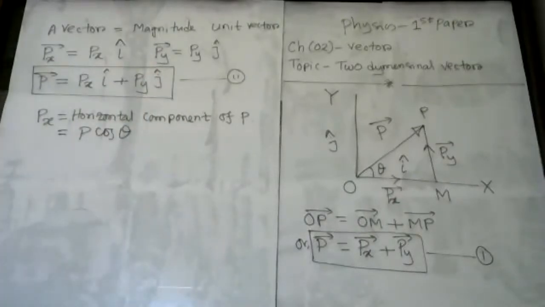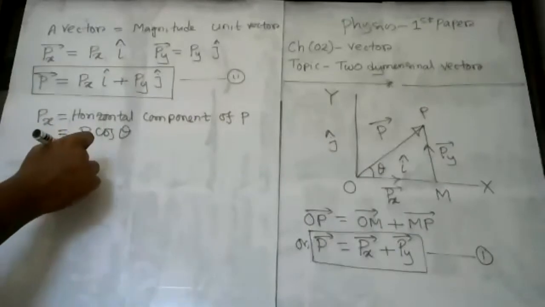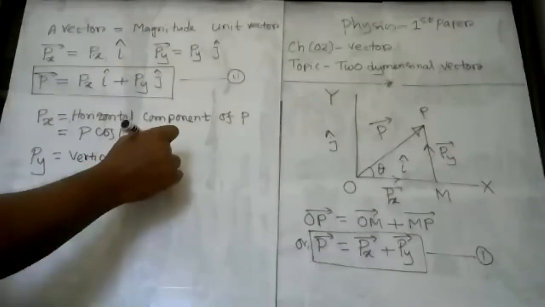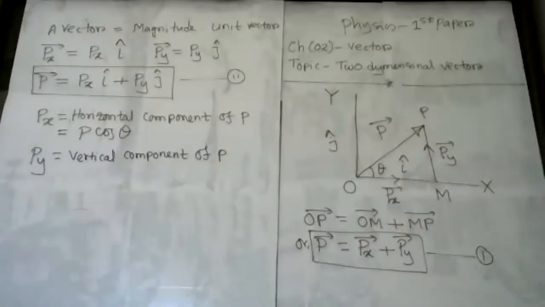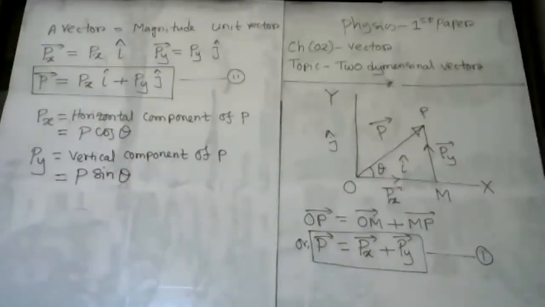Now, I'm going to find out the vertical component of P, that is Py. So Py will equal the vertical component of P. And you see that the vertical component of P equals P sin theta. Very good. So it is P sin theta.